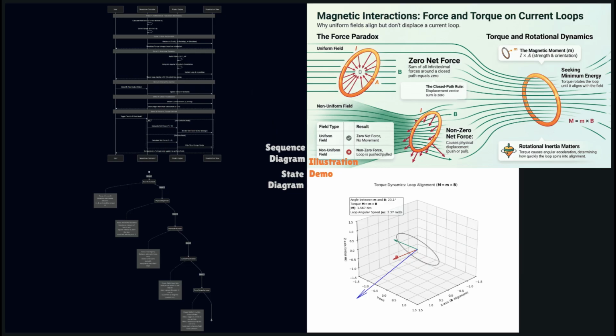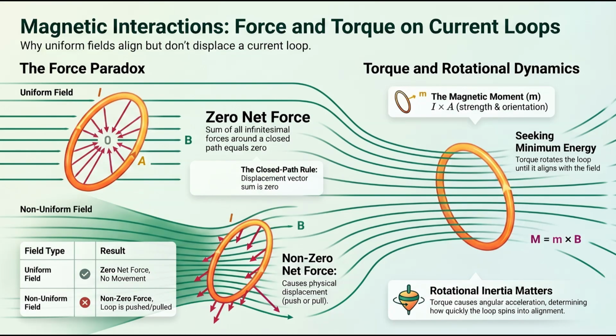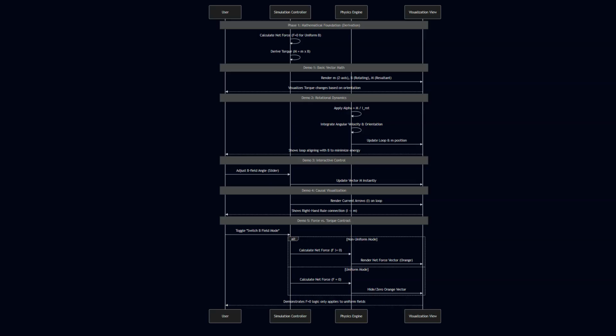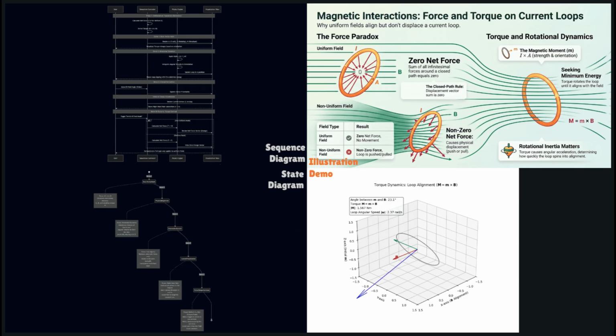A critical state in this evolution is the transition from effect to cause. While the math focuses on the resulting magnetic moment, the diagrams emphasize the current flow as the underlying reason for that moment's existence, using visual cues to reinforce the physical connection known as the right-hand rule.